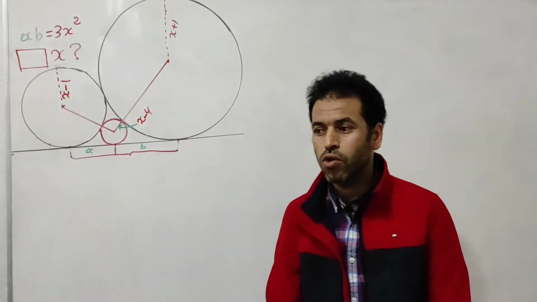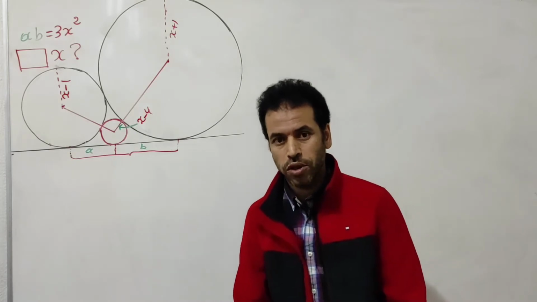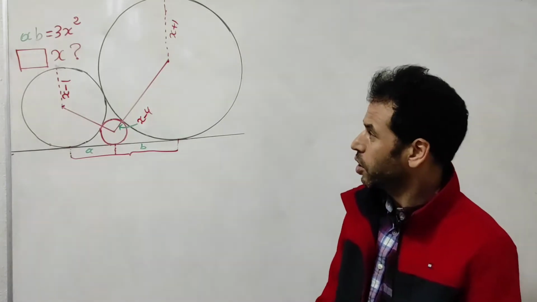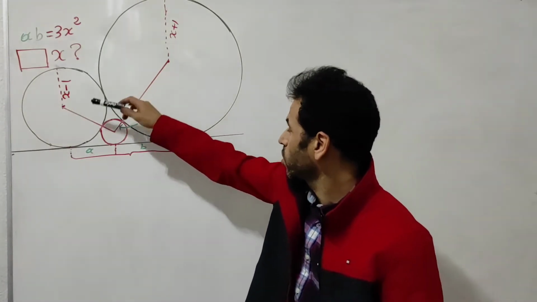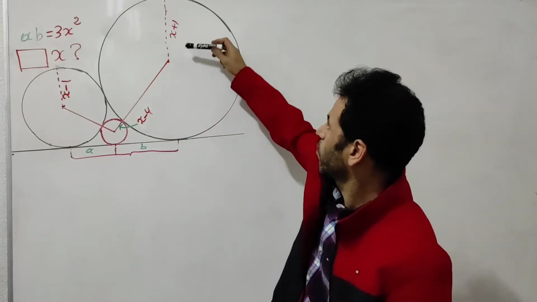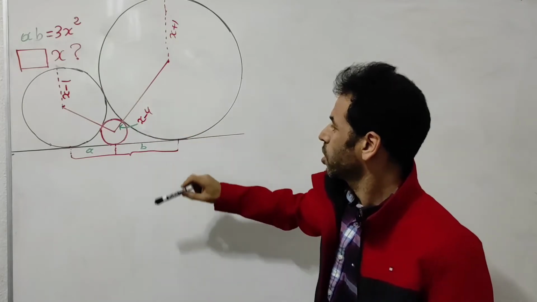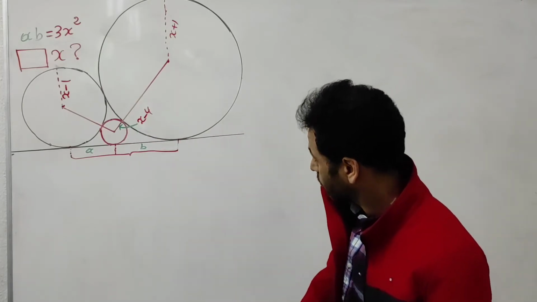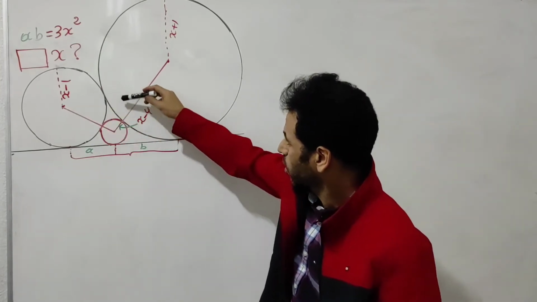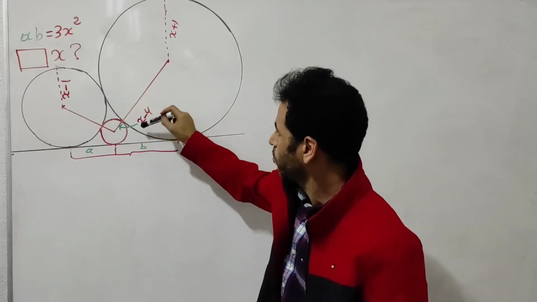Hi, in today's video I would like to introduce you to a very nice geometry problem involving circles. Here are three circles with the following radii: the big circle with a radius x plus 1, the middle one x minus 1, and the small one x minus 4. All circles are connected, touching each other at tangent points.